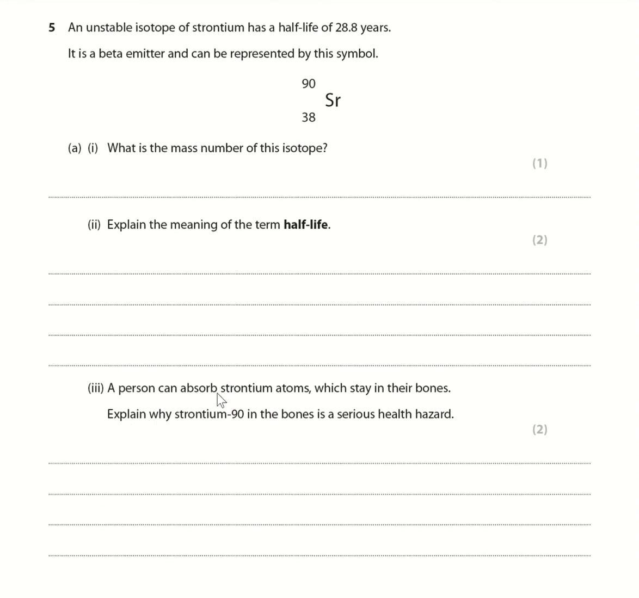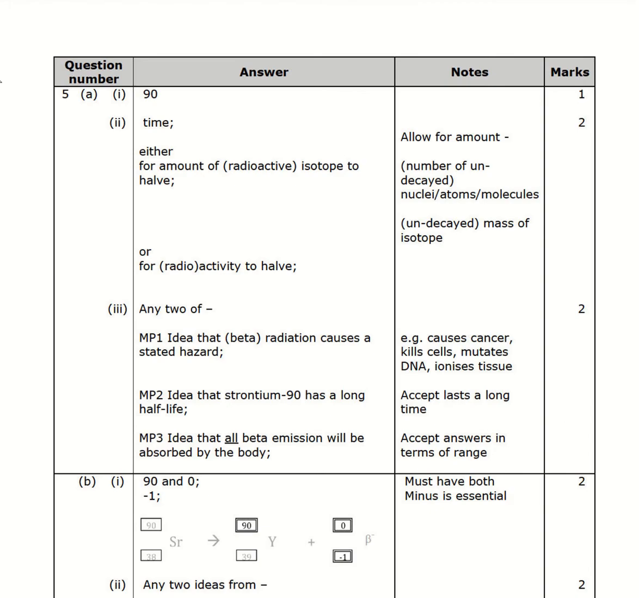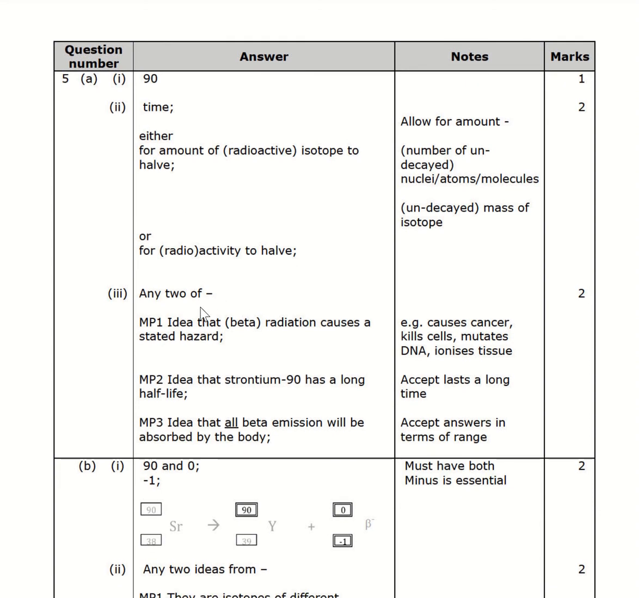A person can absorb strontium atoms, which stay in their bones. Explain why strontium 90 in the bones is a serious health hazard. Because beta radiation causes a stated hazard, such as causes cancer, kills cells, mutates DNA, ionizes tissue. So beta radiation causes these.